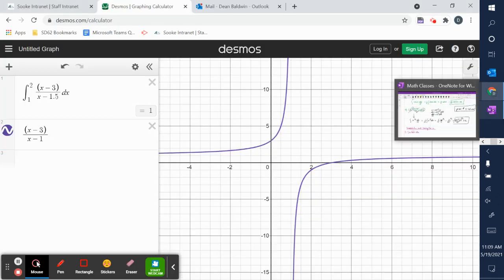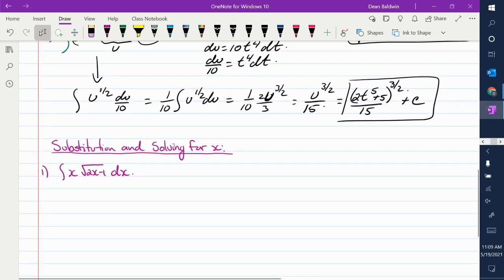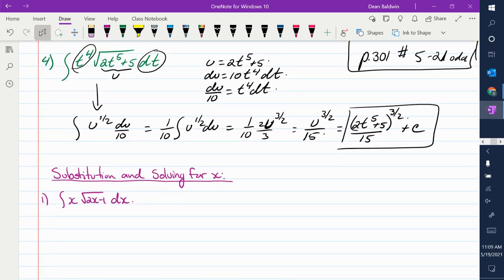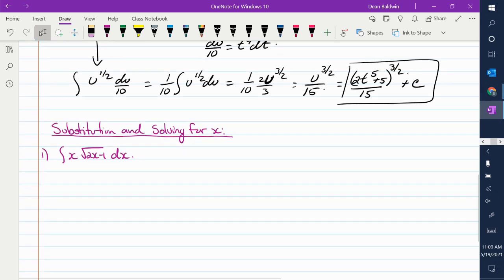Now, so we look at this question, x times root 2x minus 1. That has a degree of 1, that has a degree of 1. Okay? So we still have to use our substitution. So if we substitute in what's inside the square root, and then we do the derivative, we get that. We divide off the 2. So we get du over 2 is equal to dx.